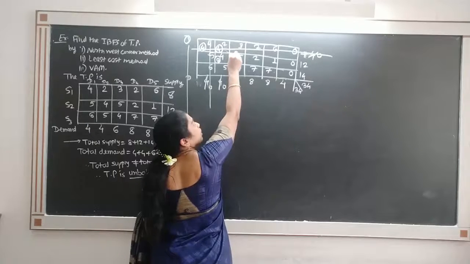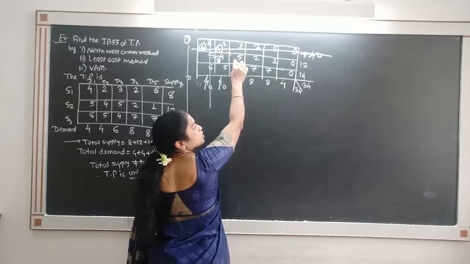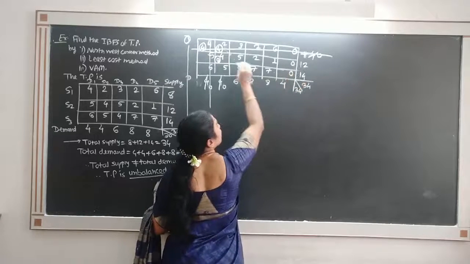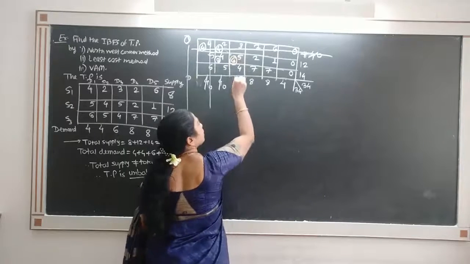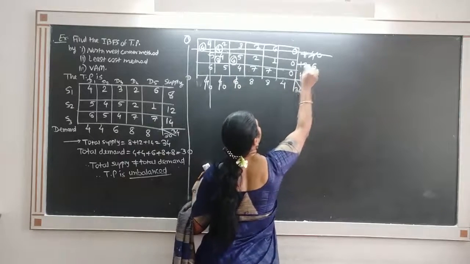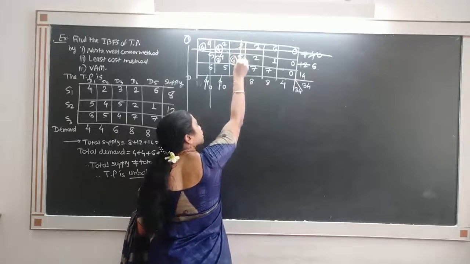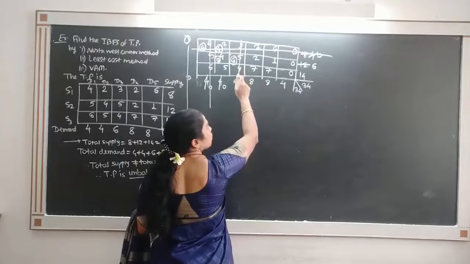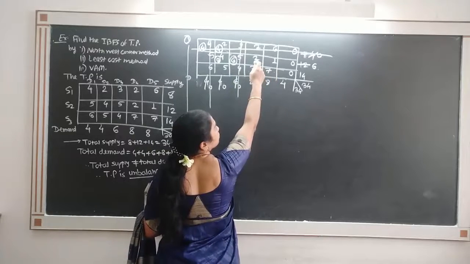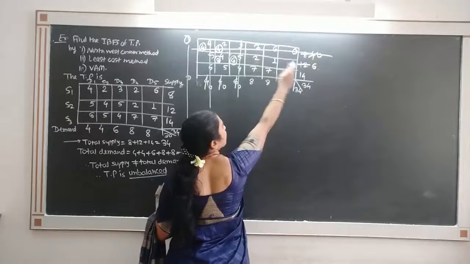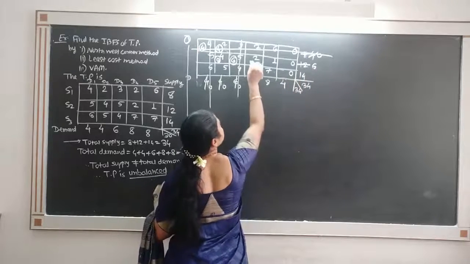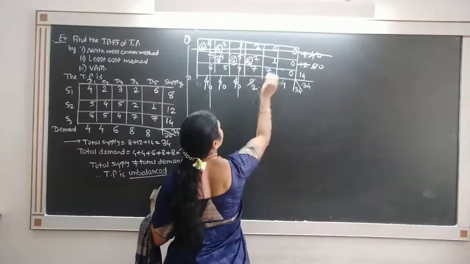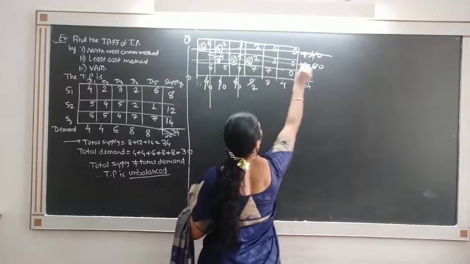So move diagonally and allocate as much as possible to this cell, that is minimum of 6 and 12, that is 6. Because this demand gets exhausted, that is 0, cross out that column. Once you cross out the column, move to the next column. So the next cell is this one. Allocate as much as possible, minimum of 6 and 8, that is 6. Remains 0, remains 2. This row has 0 supply, so cross that out.